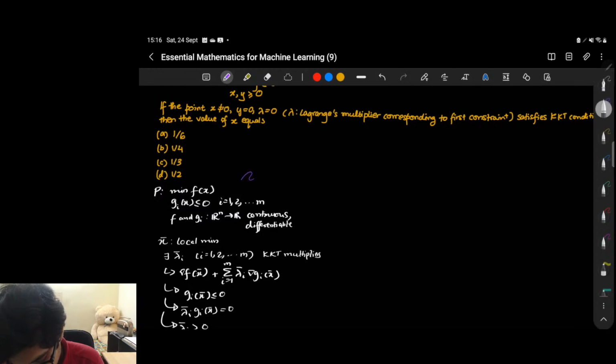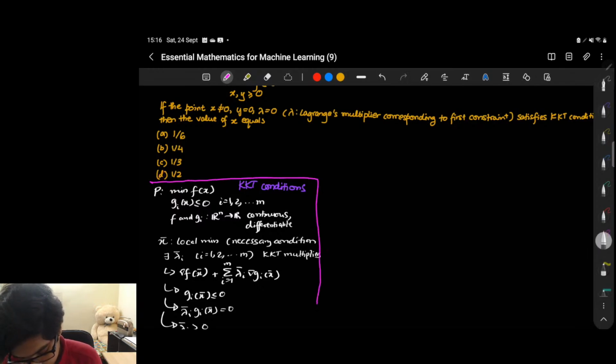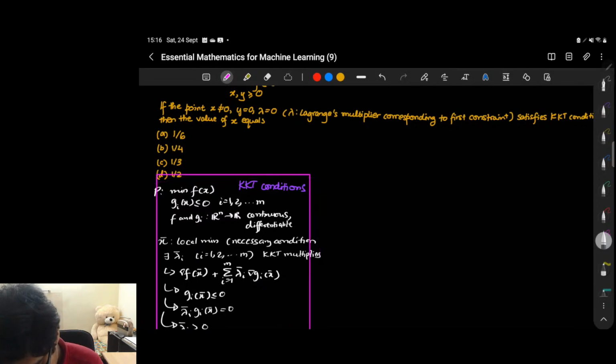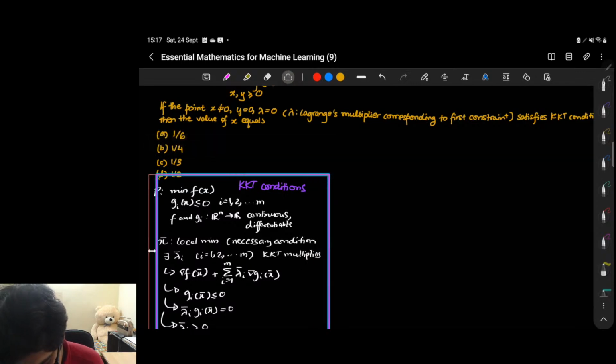So KKT conditions for a point to be a minimum. So this is a necessary condition. These are important. These are our KKT conditions. So let us highlight it and keep it with us.